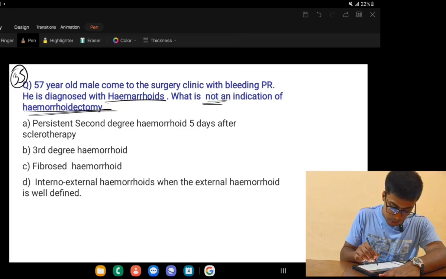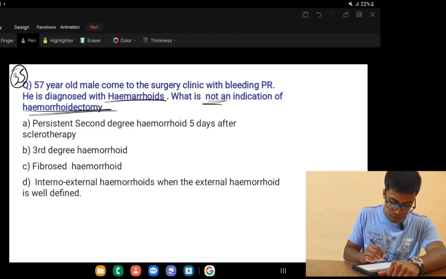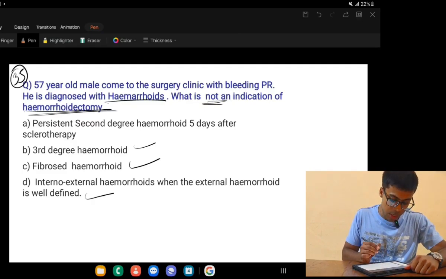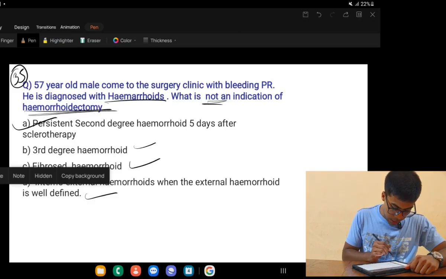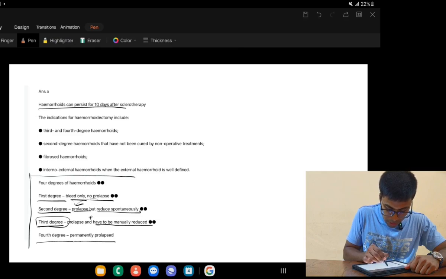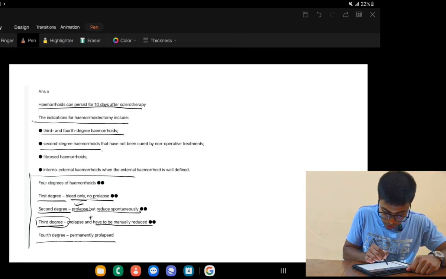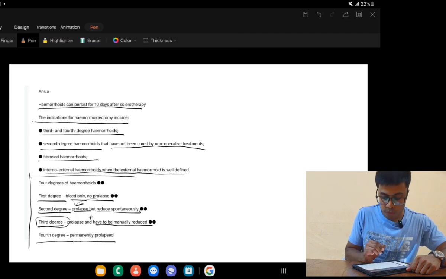surgery for bleeding, diagnosis of hemorrhoids, what is not an indication: persistent second degree hemorrhoid 5 days after sclerotherapy. Third degree hemorrhoid, of course, hemorrhoidectomy you have to do. Fibrous we can do. Internal external hemorrhoid, when the external hemorrhoid is well defined, yes, we can do. Persistent second degree hemorrhoid, no need of hemorrhoidectomy. So let's see the explanation. Hemorrhoid can persist 10 days after sclerotherapy. The indications for hemorrhoidectomy include third and fourth degree hemorrhoids, secondary hemorrhoids that have not been cured by non-operative treatment, fibrous hemorrhoid, and internal external hemorrhoid when the external hemorrhoid is well defined.